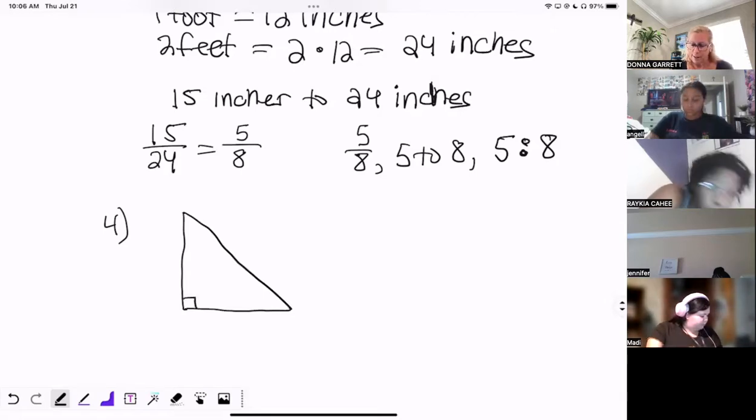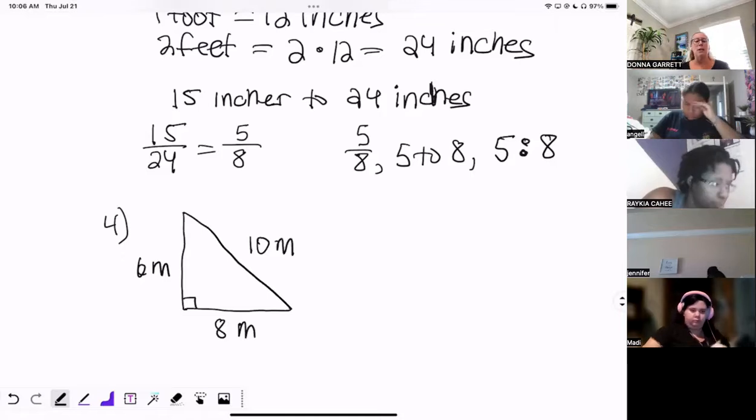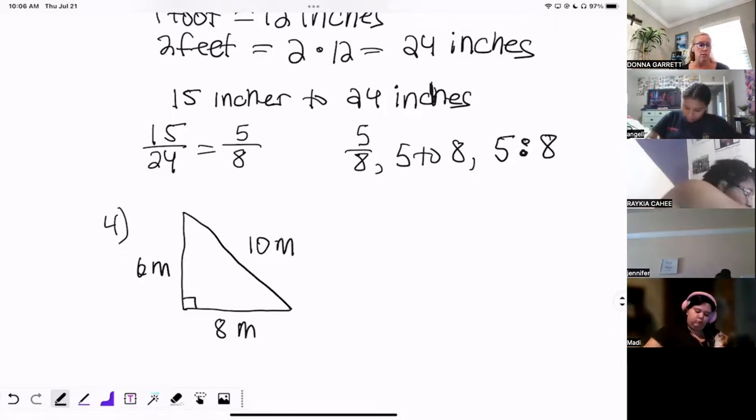And I have the sides. This is 8 centimeters. No, I have meters. Doesn't really matter. 6 meters. They're all the same units, which is good. I don't have any conversion. So I have my triangle and my sides are 8 meters, 6 meters, and 10 meters.